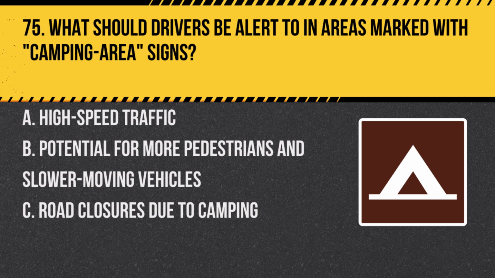Question 75. What should drivers be alert to in areas marked with camping area signs? A. High-speed traffic. B. Potential for more pedestrians and slower-moving vehicles. C. Road closures due to camping. Answer: B. Potential for more pedestrians and slower-moving vehicles. Camping areas often have more foot traffic and recreational vehicles.